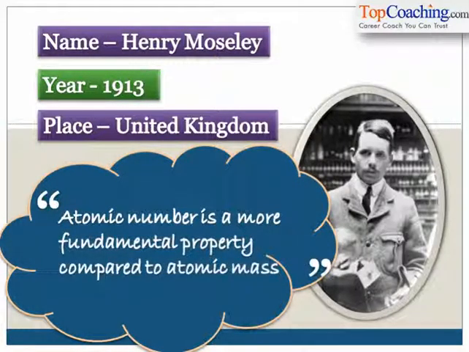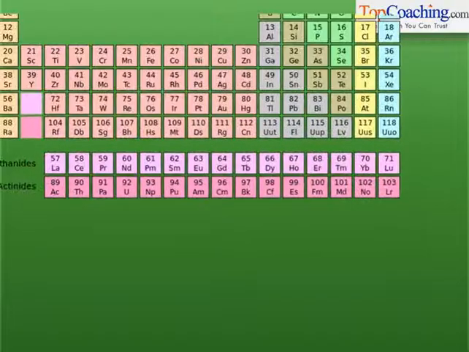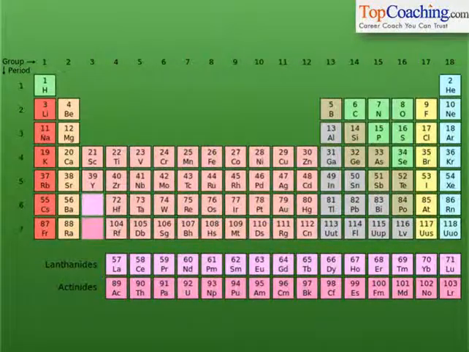Henry Moseley said that the atomic number is a more fundamental property compared to atomic mass. You see, all the attempts to classify elements before Henry Moseley classified elements on the basis of atomic mass. Even Mendeleev, in his periodic table, had arranged the elements in order of their atomic mass. He had not arranged them in the order of atomic number. Moseley suggested that elements must be arranged in the order of their atomic number instead of atomic mass. This is Moseley's periodic table. As you can see, all the elements here are arranged in order of their atomic numbers. This is the periodic table that we follow today.